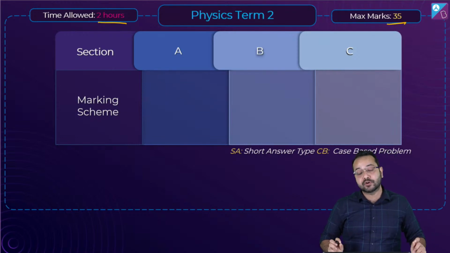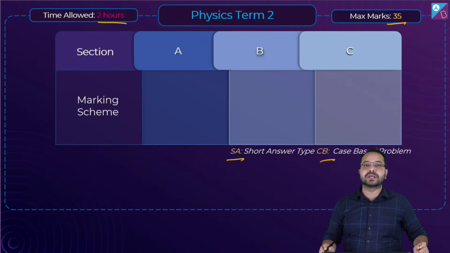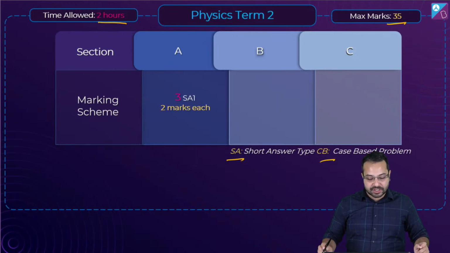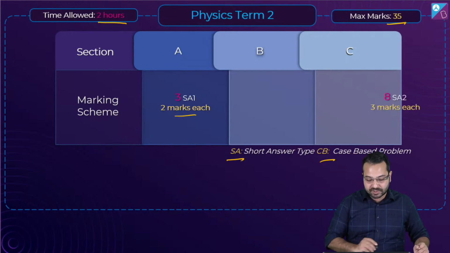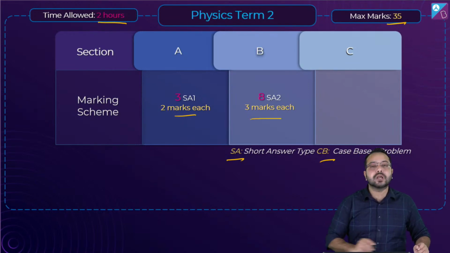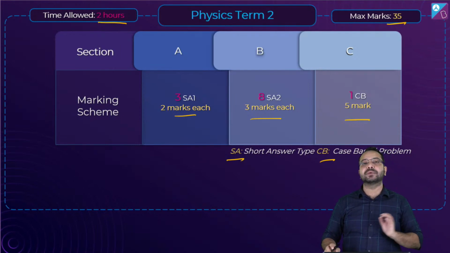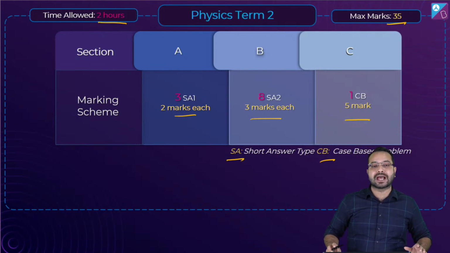Again, this is broken down into 3 sections, and they're going to be short answer type questions and case-based problems. In section A, there are going to be 3 short answer questions with 2 marks each. In section B, there are going to be 8 short answer questions with 3 marks each. And in section C, there's going to be 1 case-based problem which is going to carry 5 marks.